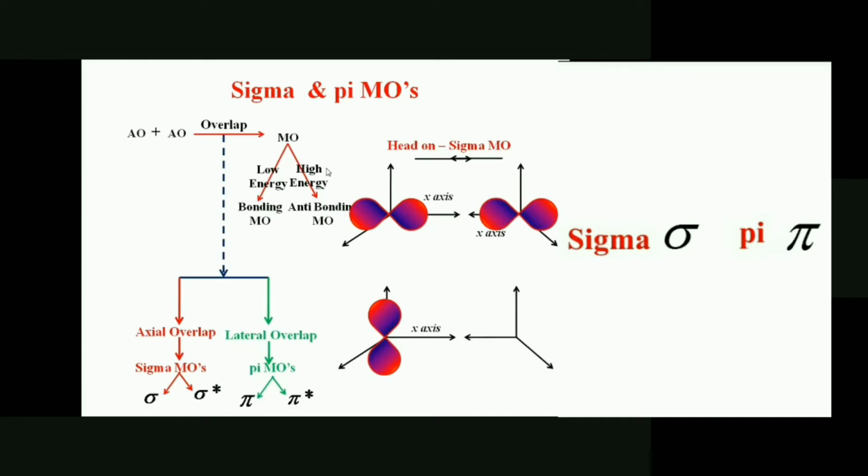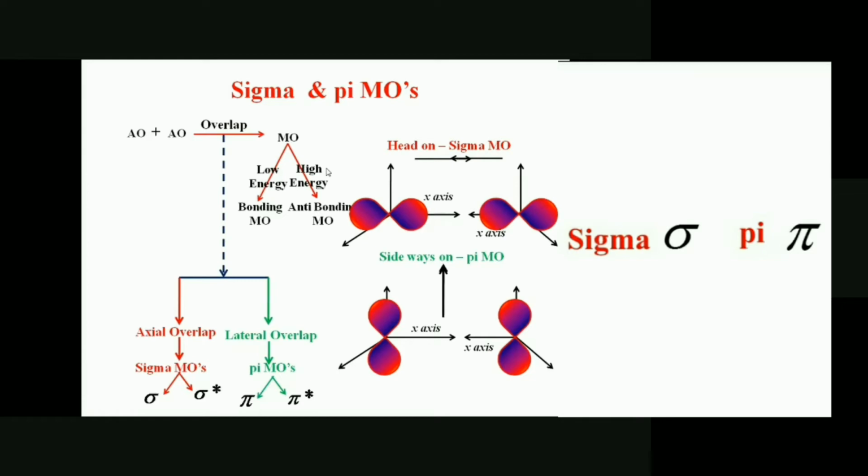This is one. This is another p orbital. Again the orientation is perpendicular to the x-axis. When they interact, they will have sideway overlap, resulting in a pi molecular orbital. How will they overlap? The pictorial representation will be: this is the upward arrow, and this is another upward arrow for the other atomic orbital. When they interact, they will form a molecular orbital. So this is the simple pictorial representation of how molecular orbitals are formed.